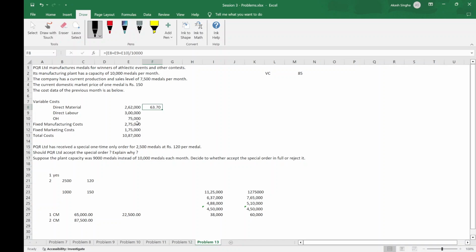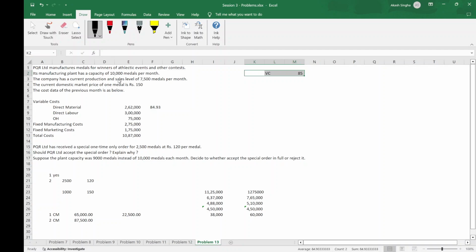And these are the fixed costs. They will be incurred anyway. The company has a current production and sales level of 7500. Okay, we have 7500 units sold. So 84.93 is our current variable cost per unit.